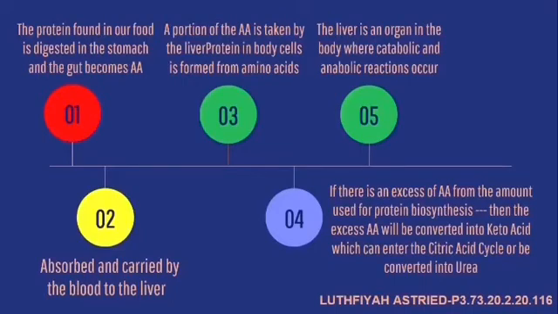Fourth, if there is an excess of AA from the amount used for protein biosynthesis, then the excess AA will be converted into keto acid, which can enter the citric acid cycle or be converted into urea. Fifth, the liver is an organ in the body where catabolic and anabolic reactions occur.